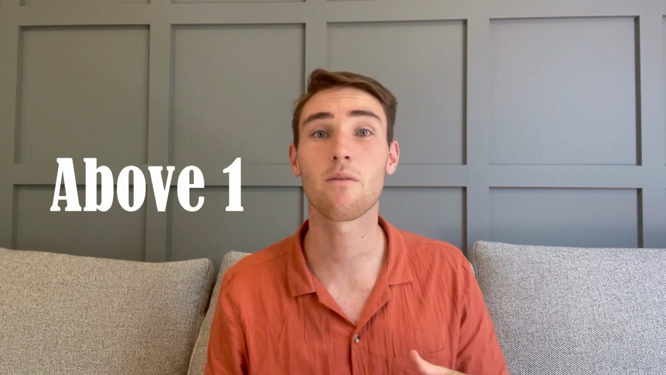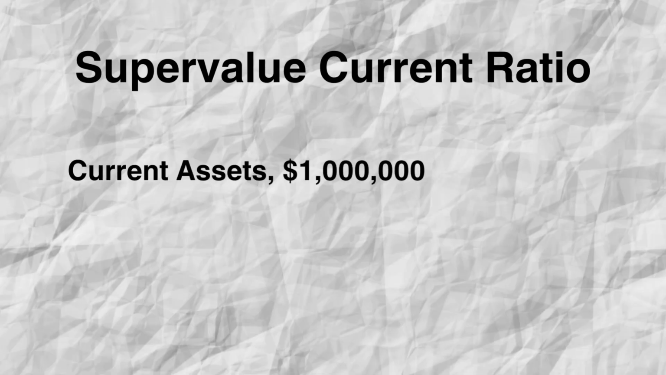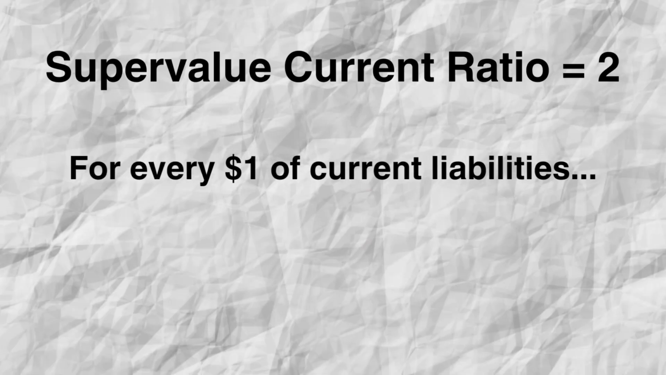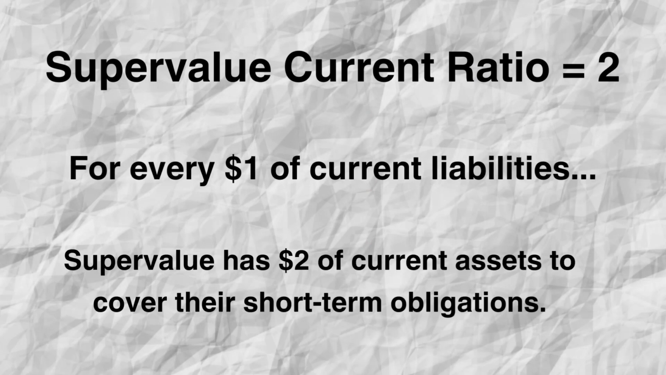Now, to explain what this figure actually means, if a company has a current ratio of above 1, this is good, as this means the company has more current assets than current liabilities. But if a company has a current ratio of less than 1, this is bad, as this means the company has more current liabilities than current assets. For example, let's say random company SuperValue has current assets of 1 million and total current liabilities of 500k. 1 million divided by 500k equals 2. So SuperValue's current ratio of 2 means for every $1 of the company's total current liabilities, SuperValue has $2 of current assets to cover its short-term obligations.